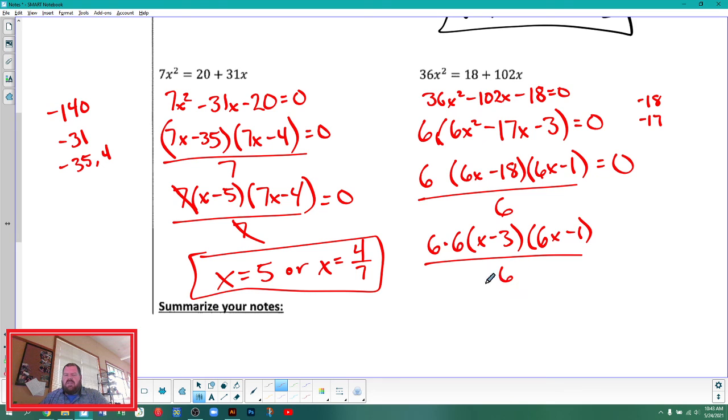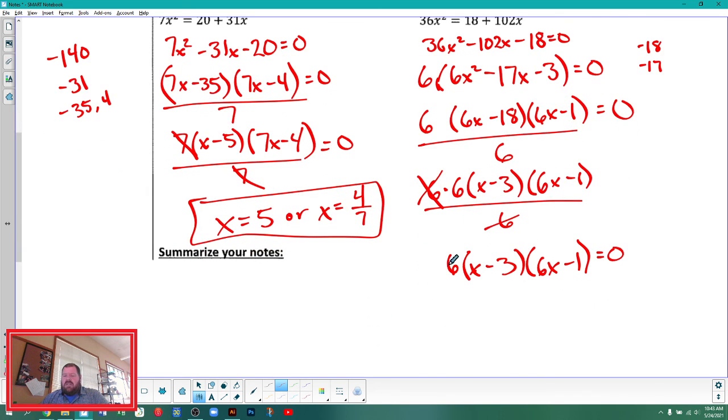But still, all that's being divided by 6. And that's going to cancel out. So we get 6 times x minus 3 times 6x plus 1 is equal to 0. So that either means that 6 is equal to 0. Not going to happen. x minus 3 is equal to 0 happens when x is equal to 3, and 6x plus 1 is equal to 0 if x is -1/6.